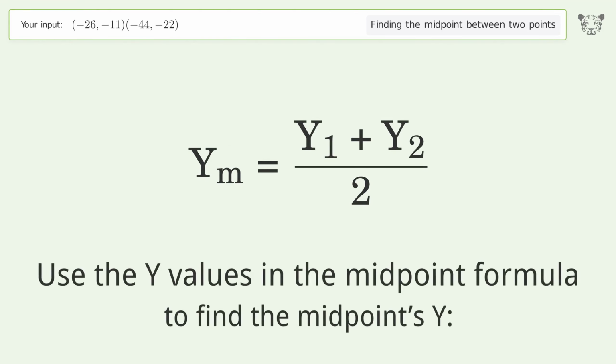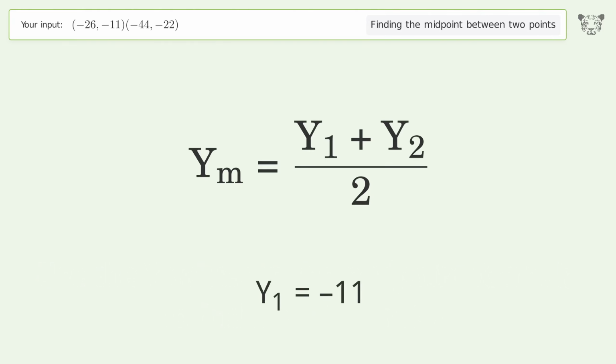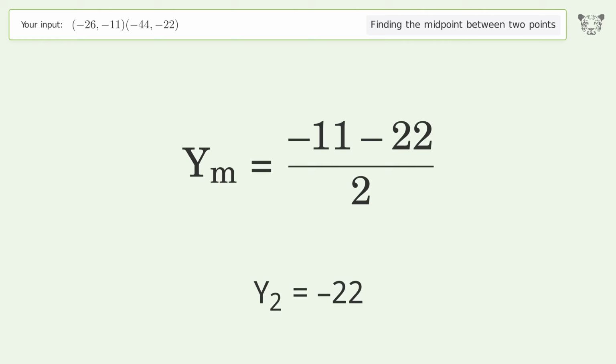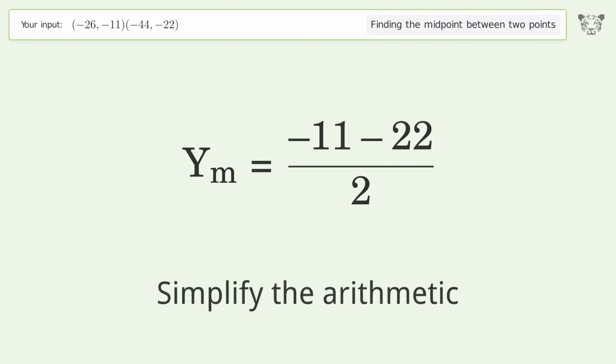Use the y values in the midpoint formula to find the midpoint's y. y1 equals -11. y2 equals -22. Simplify the arithmetic.